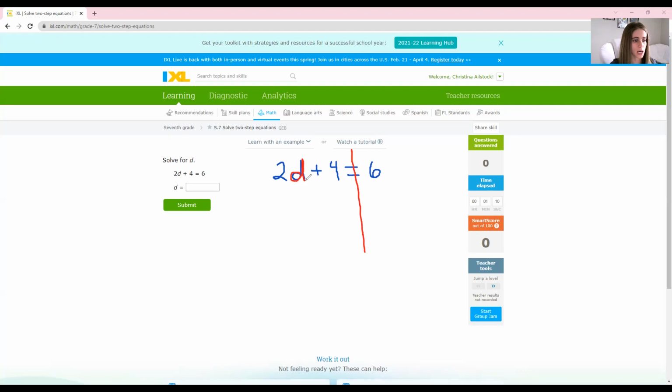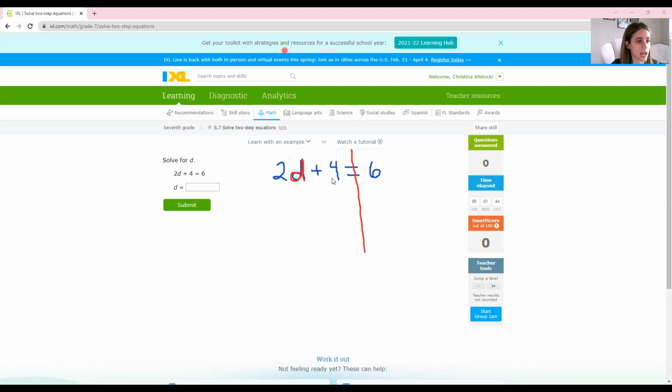We can see right here that we have a 2 being multiplied by our variable, and we also have a 4 being added to it. So what do we do first? Well, we continue with our theme of doing inverse, doing the opposite. So if we think about order of operations, PEMDAS, you usually do multiplication and division before addition and subtraction, but we are undoing everything. We're going backwards. So you're going to deal with any addition or subtraction first, then the multiplication or division.